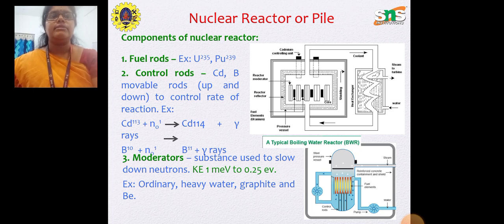Moderators are substances used to slow down the neutrons. The neutrons are very fast moving. When you use the moderator, it slows down the reaction, so the kinetic energy ranges from 1 million electron volts to 0.25 electron volts. Examples are ordinary water, heavy water, graphite and beryllium.